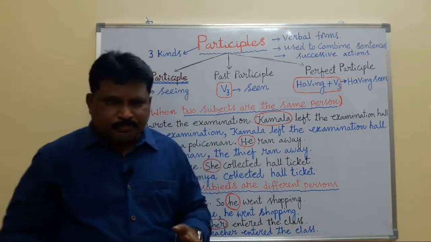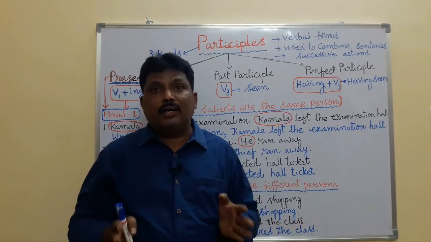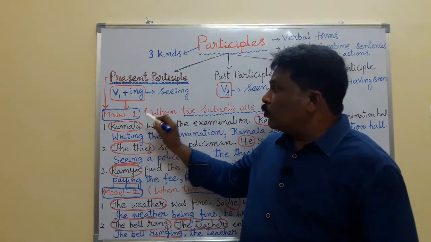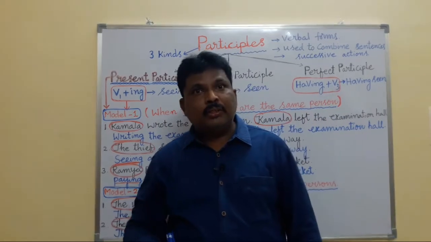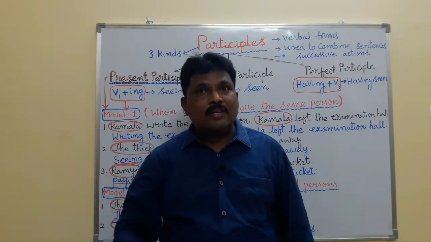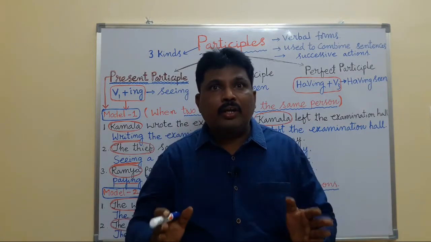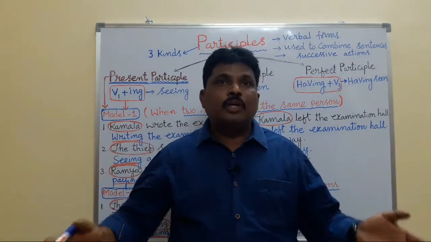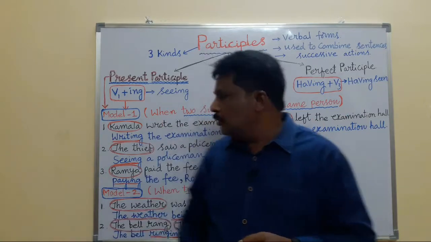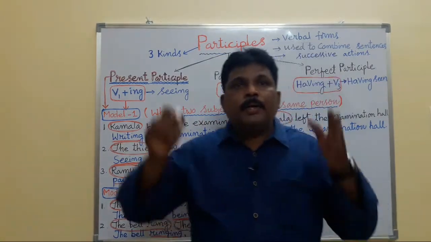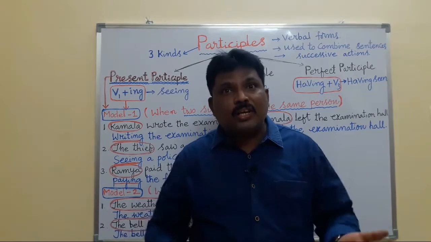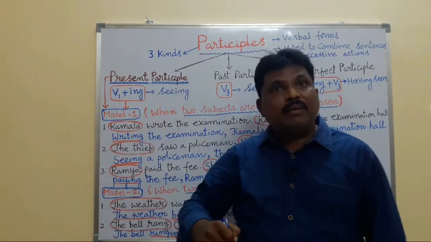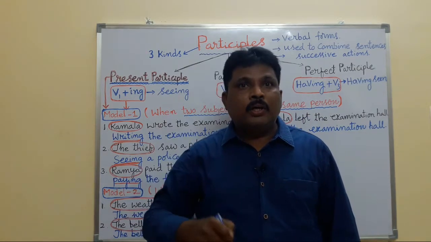This is the way how you have to write the answers in public examinations. But remember, when the question is given in examination, either in school examination or public examination, you first identify whether the two sentences have the same subject or two different subjects. If the two sentences have the same subject, then you need not write the subject of the first sentence. Instead, you start the answer with V1 plus ing form, and at the beginning of the second sentence you write the subject of the sentence.